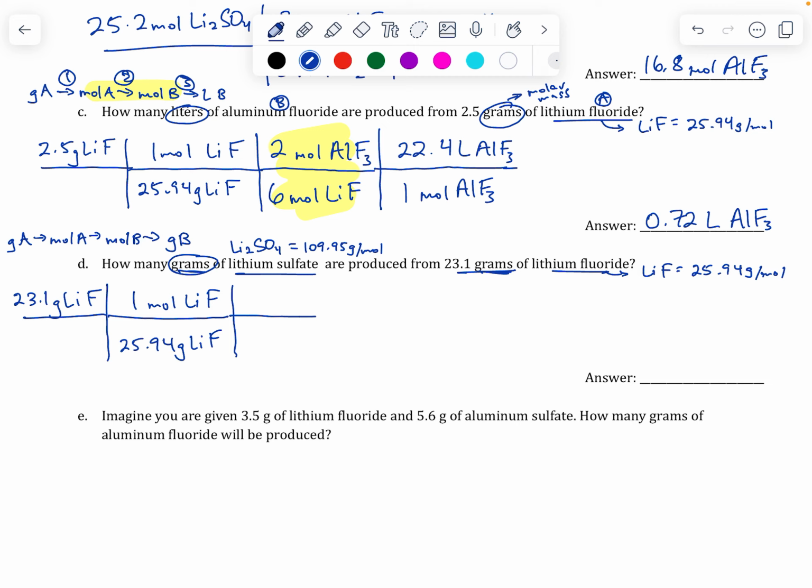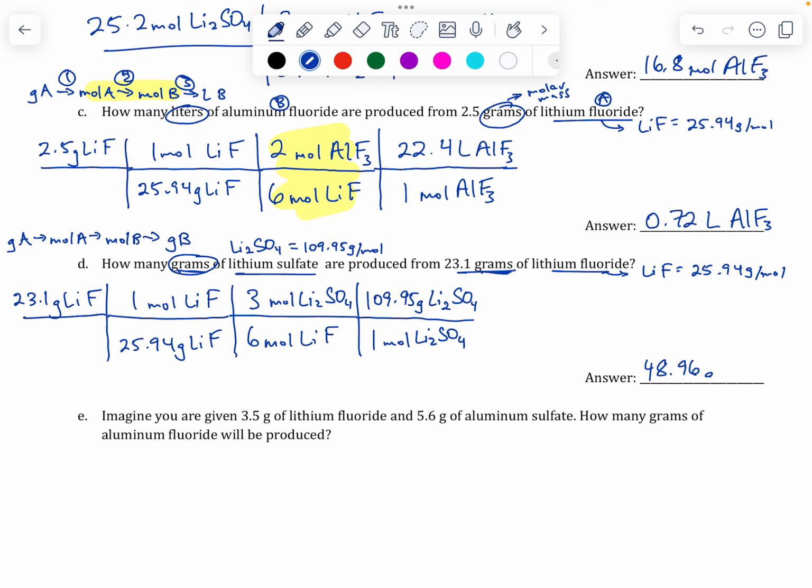And here's that step where I now hop from one thing to another, moles of that to moles of lithium sulfate. And I know that in my balanced equation, I had a 6:3 ratio between those two substances. And then I go from moles of lithium sulfate to grams of lithium sulfate, which in this case, I now use the molar mass of that substance B. And that is going to get me a value of 48.96 grams of lithium sulfate there.